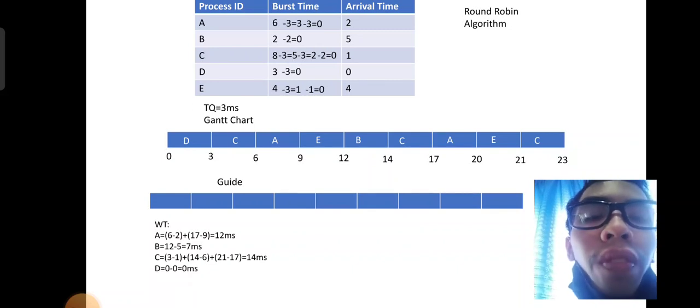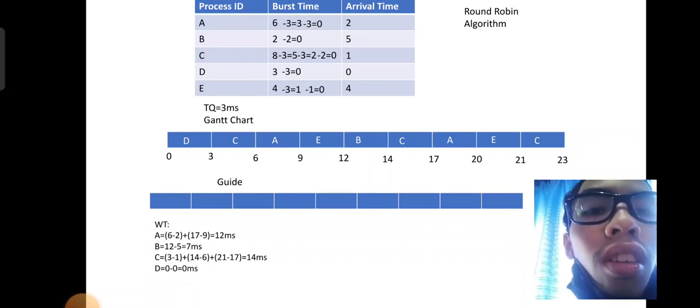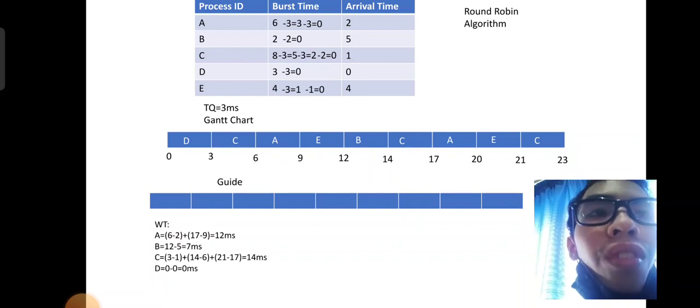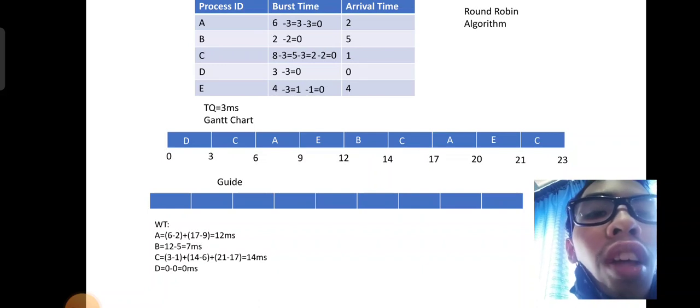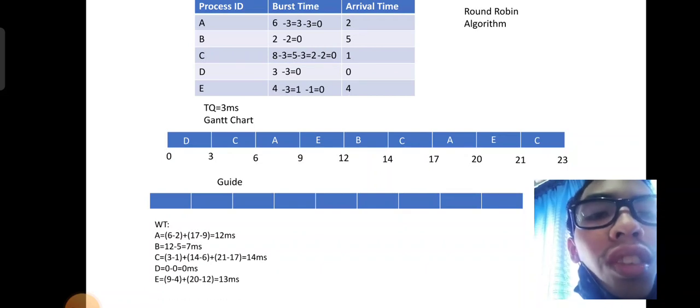Then after that, to compute the waiting time for process D, the ready queue of process D is 0, then minus the arrival time which is 0, so it is equal to 0 ms. That is the waiting time of process D. Then after that, process E.